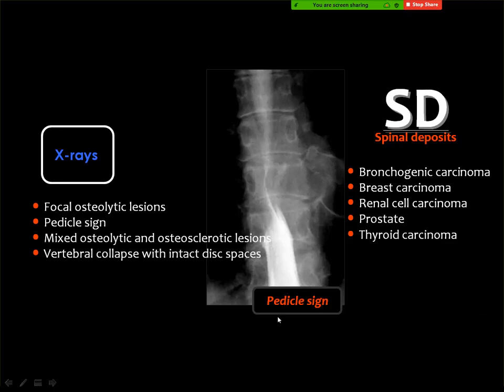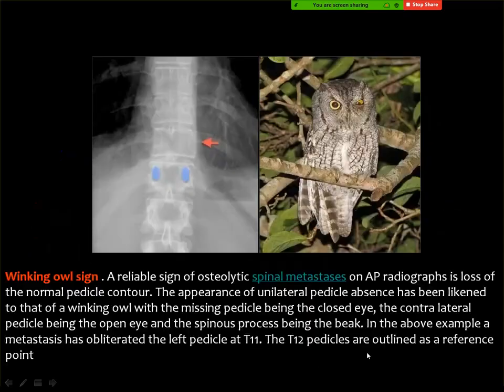Then in the early days of the plain films, we used to see these films in the exam, and you can see what is known as the pedicle sign. If you look carefully here, you may see the pedicle on either side, but here you can see the pedicle, and on the opposite side, the pedicle is effaced and replaced by this tumefaction. Then we used to diagnose this as spinal deposit.